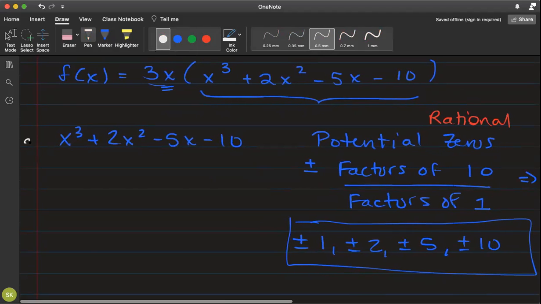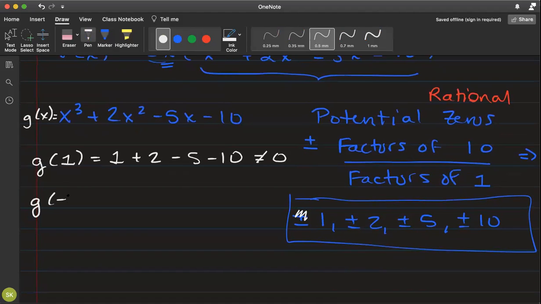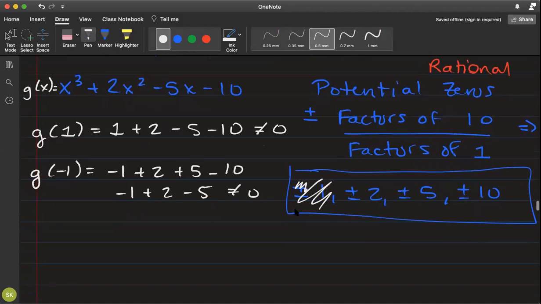So let's call this function g of x. Let's plug in 1. If I plug 1 into here, I get 1 plus 2 minus 5 minus 10. That's -15 plus 2 plus 1. I just want to see if it equals 0. This does not equal 0, so 1 is not a factor. Let's plug in -1. We get -1 plus 2 plus 5 minus 10. So this gives me -1 plus 2 minus 5, which is not equal to 0. So that doesn't work.